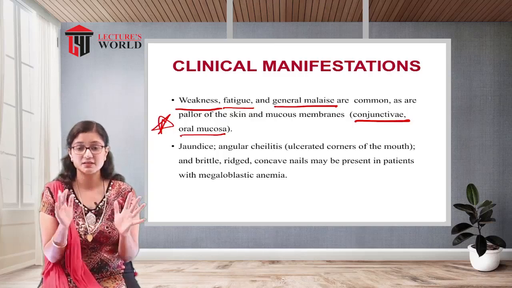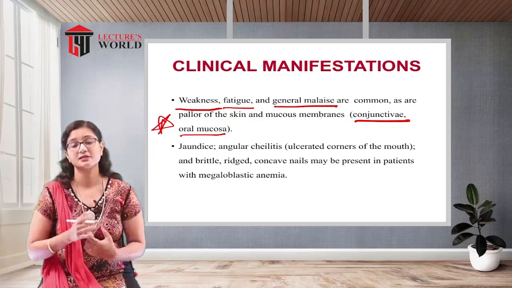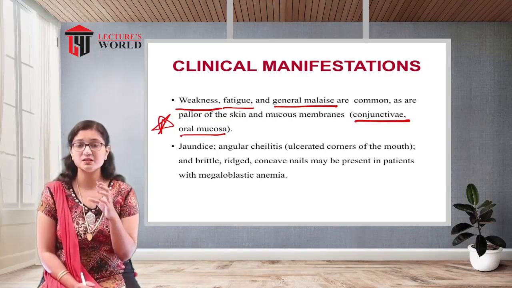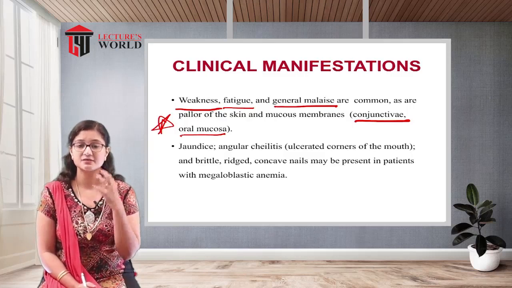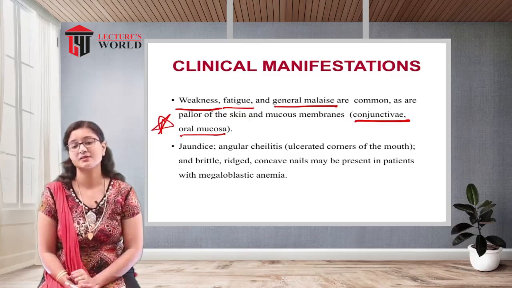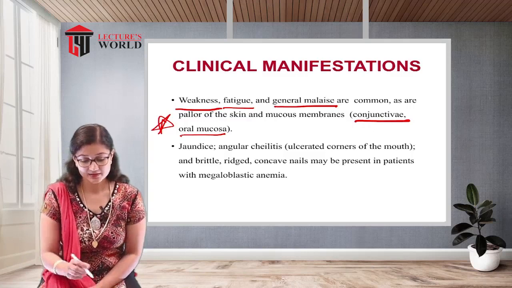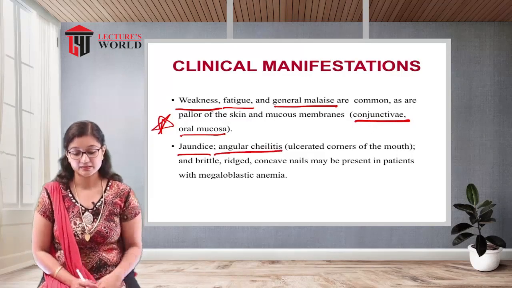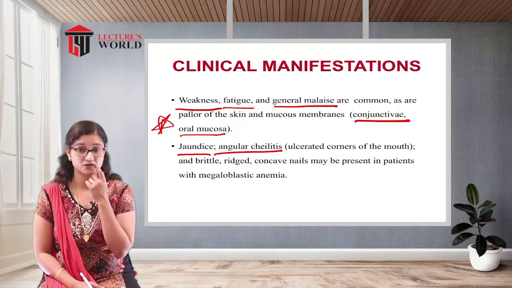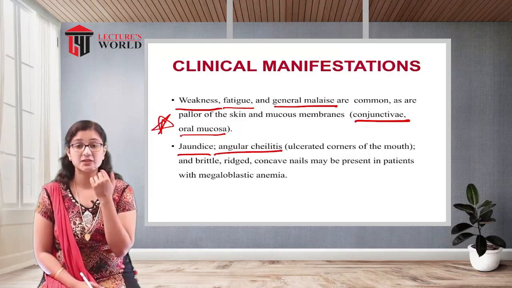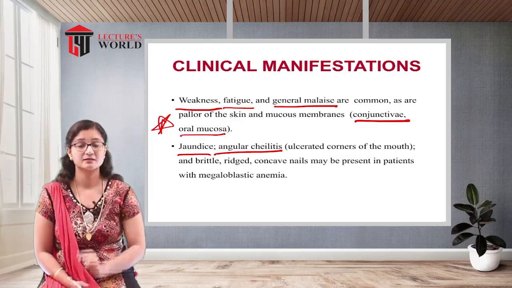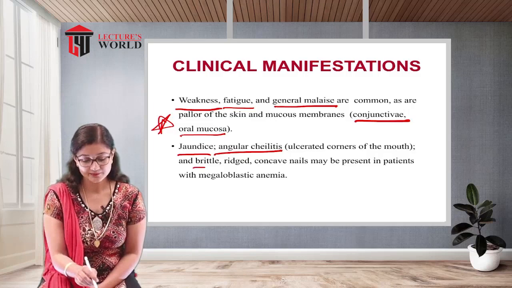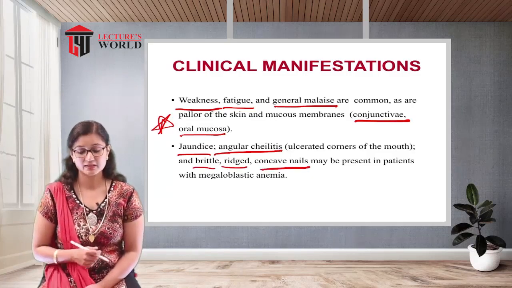Okay, commonly seen, even the face also you can see paleness, a pale face will be there. When you see a pale face, you can literally understand there's a smaller amount of RBCs in the blood. Next, there is a chance he can develop jaundice, angular cheilitis, that is nothing but ulceration of the corner of the mouth. They're angular because it is at the angle, that's why. Okay, ulcerated corner of the mouth, and brittle, ridged, concave nails.